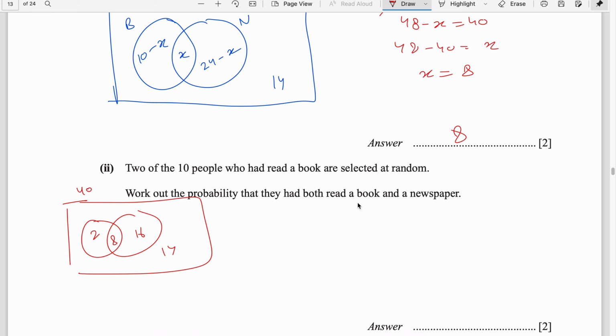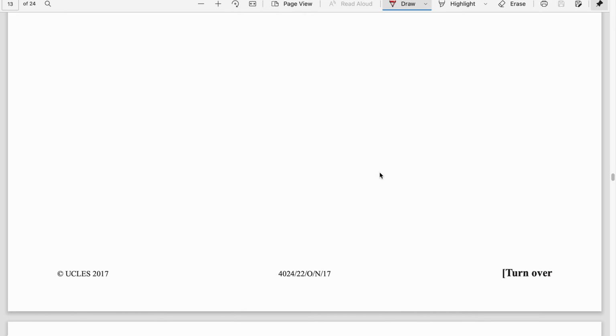So now 2 people are chosen out of these 10 people. Out of these 10 people who have also read the newspaper, so we are selecting people from this section. So first selection is 8 by 10 and second selection is 7 by 9, as one reduces and the total also reduces. So 28 by 45 is the probability.